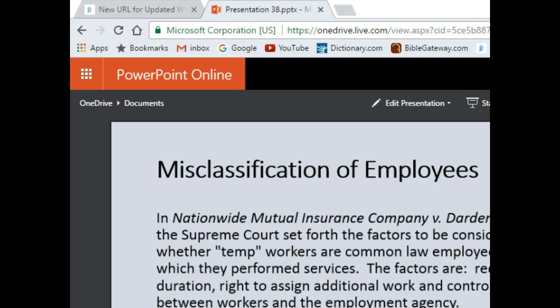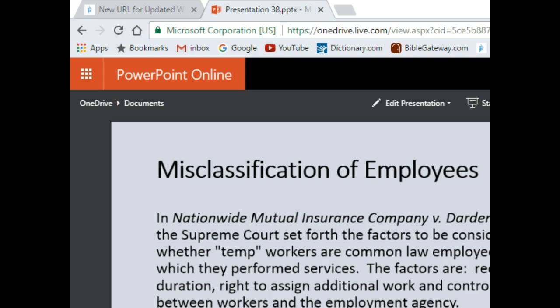Let's talk about misclassification of employees in some detail, and I want to draw your attention to your textbook. If you'll look at the case, which is actually on a footnote, and I've asked you to look at footnotes before in this course, look at the footnote on page 622, Nationwide Mutual Insurance Company versus Darden.